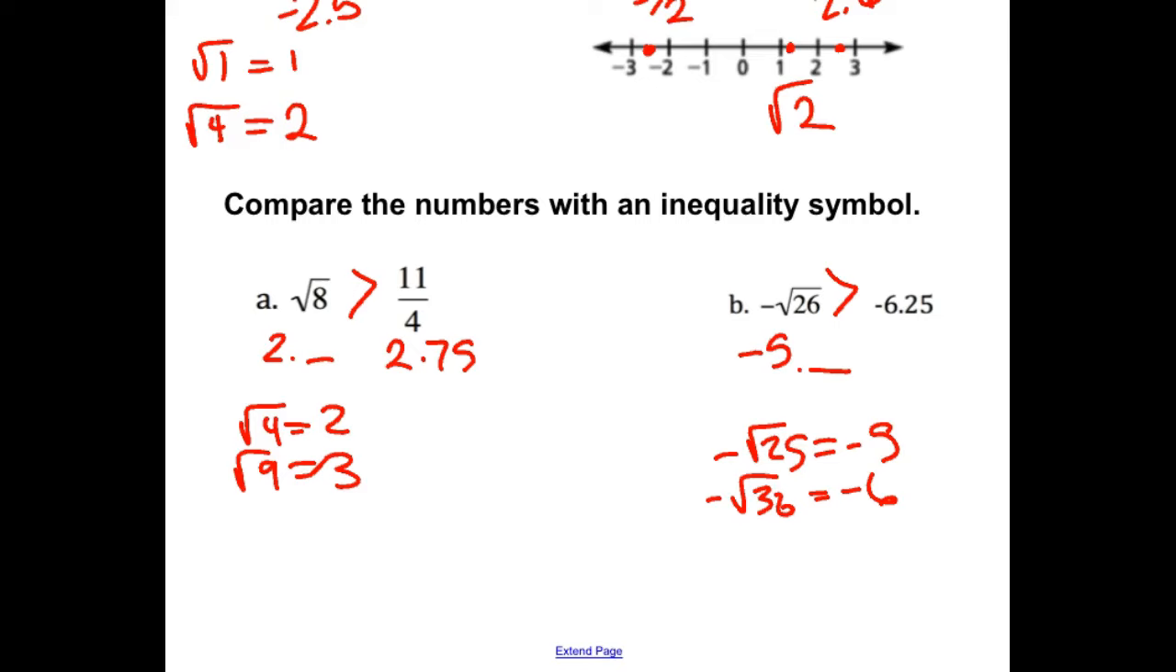And then on B, I thought about this, a negative square root of 26, well, that's really close to the negative square root of 25, which is -5. And it's going to be in between negative square root of 25 and the negative square root of 36. So somewhere between -5 and -6, meaning since these are negative numbers, that should be bigger than -6.25. Hopefully this is a review for you guys and you're feeling pretty confident about this so far.